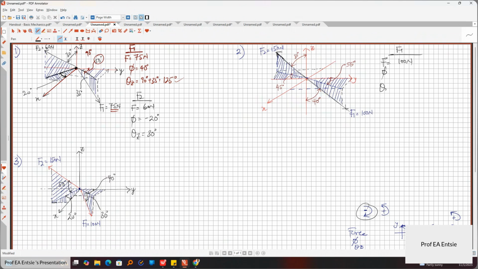Phi and theta z. So what is the phi for F1? Where is the base of the plane? That's what you indicate first. This is the base of the plane containing the force F1. So from the x-axis here to this base is what? Of course, the angle should be positive because we are moving this way, anti-clockwise. You can see it from the diagram.